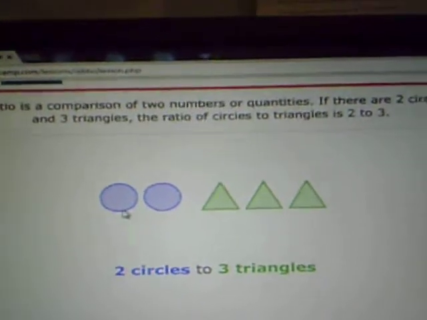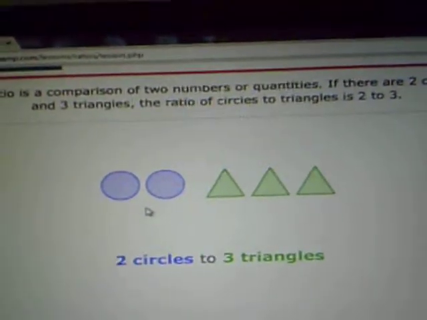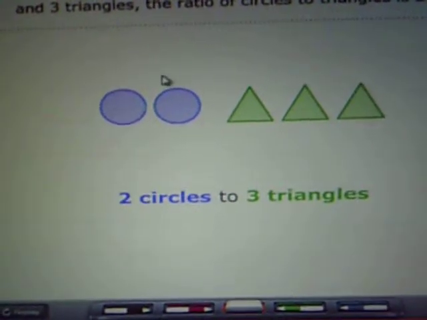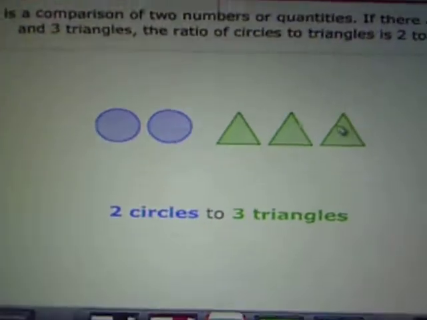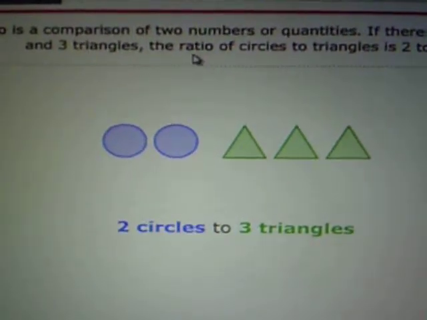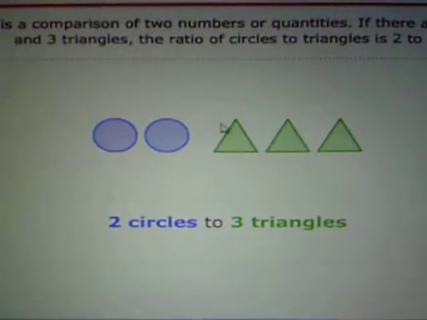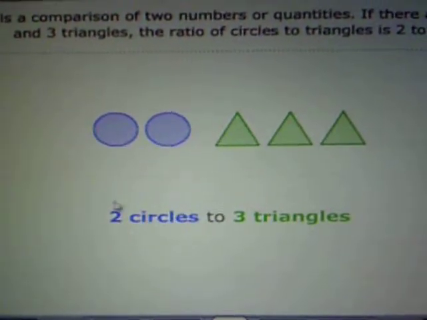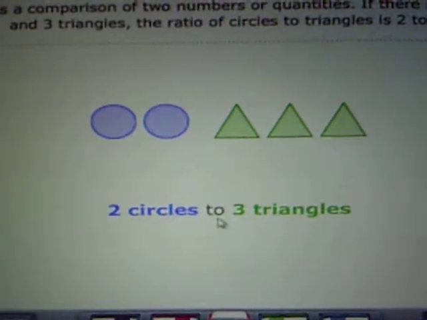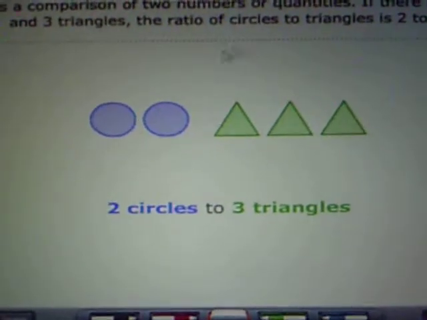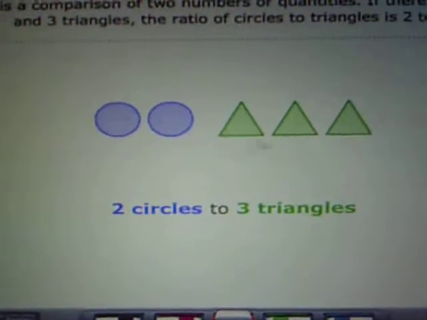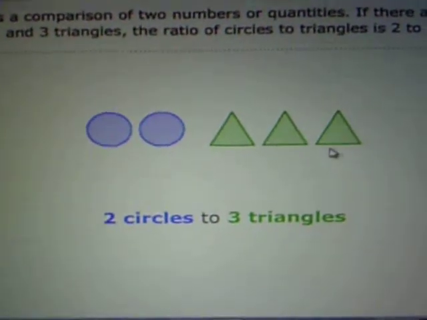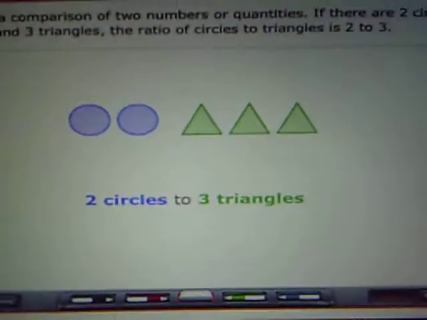And what this says is that a ratio is a comparison of two numbers or quantities. In this picture we have 2 circles, we have 3 triangles, and if you count them all, we have 1, 2, 3, 4, 5 total shapes. Using what we call ratios, we can make comparisons of things that we see. The comparison we see here is that there are 2 circles to 3 triangles. So for every 2 circles we have 3 triangles. And for every 3 triangles we have 2 circles, because that is our ratio of circles to triangles in this picture. Let's keep going.